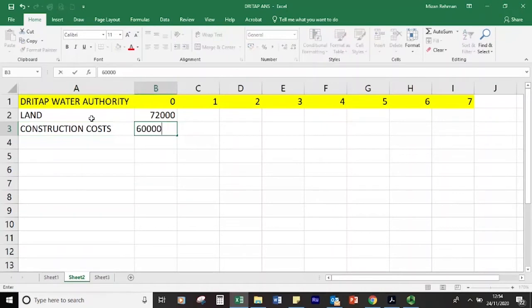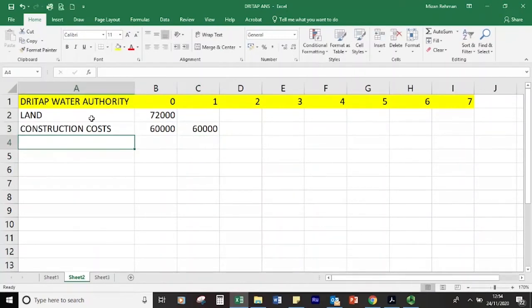60,000, half payable now and half at the end of year 1. 60,000. So these are our outflows. Pumping station. So number 3, pumping station is going to cost us some money.